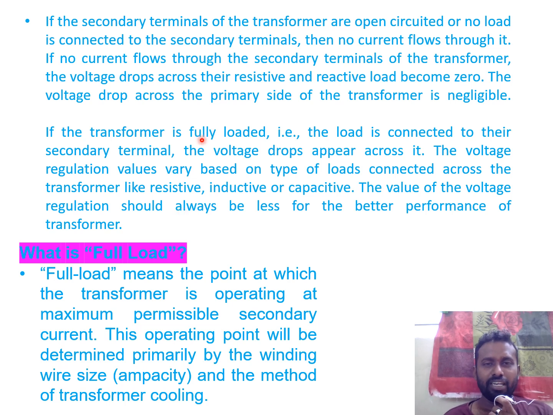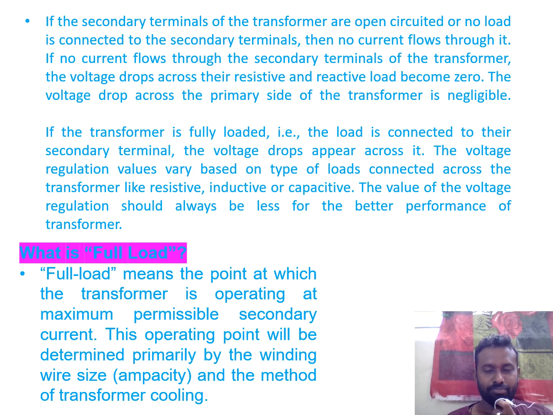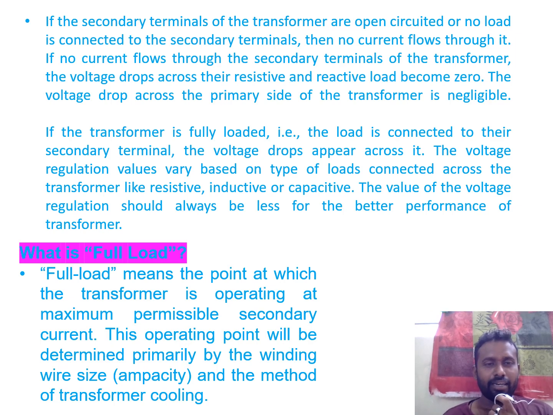Now what is this full load? Full load means the point at which the transformer is operating at maximum permissible secondary current. That means it is operating at a maximum secondary current. This operating point will be determined primarily by the wire size, which is called ampacity, and the method of transformer cooling. This is full load and regulation.